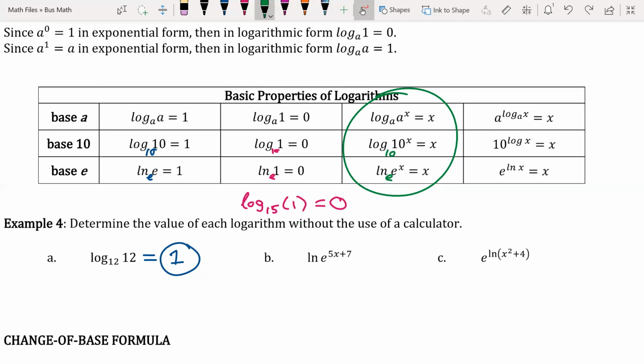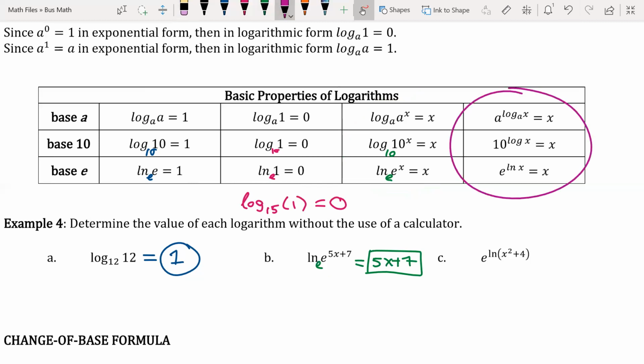Okay, and now we actually have an example with b below. This says natural log of e to the 5x plus 7. So since the base of the natural log is e, this part of the log will cancel and will leave us with the exponent of 5x plus 7. That's it.